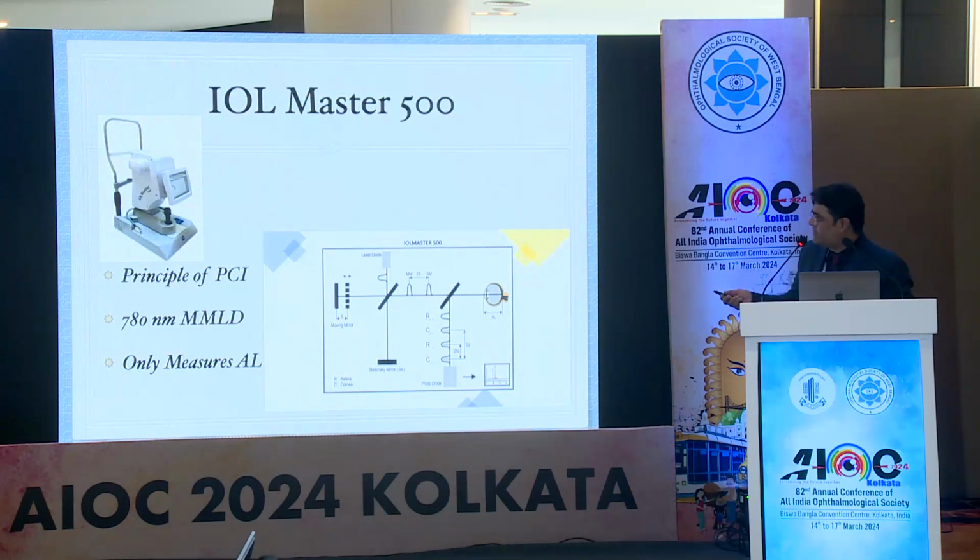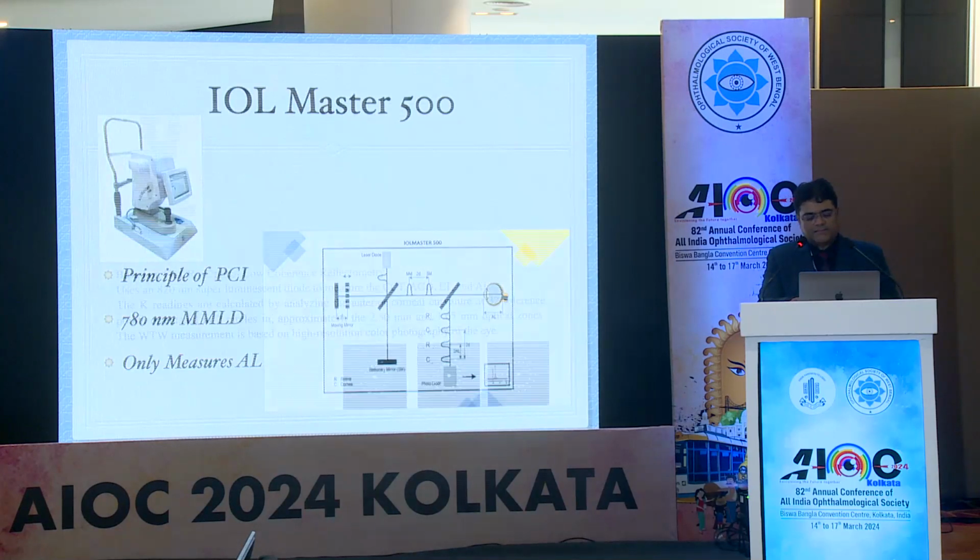The first optical biometer was the IOL Master 500. It was launched in the 90s, based on the principle of partial coherence interferometry, and it used a 780 nanometer multimodal luminescent diode. From the 90s to 2000 it became the gold standard because it gave accurate axial length. But the limitation was that only axial length was measured optically; ACD and lens thickness were given based on slit scan, not optically measured.